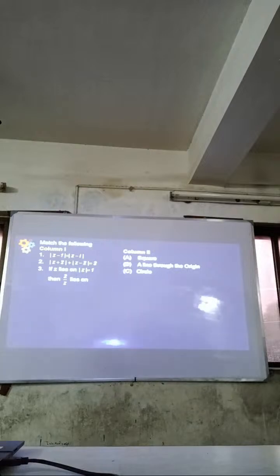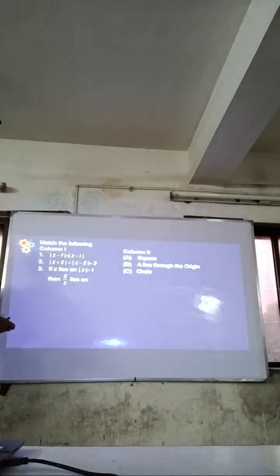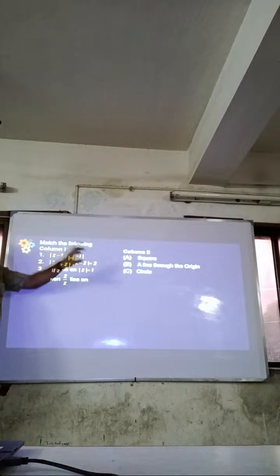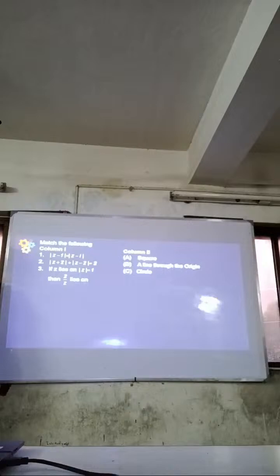Now, please check this one. Match the following. Mod of z minus 1 equals mod of z minus iota. What does this represent? Square, a line through origin, sir? Acha, a line through origin. Acha, through origin, what do you say?